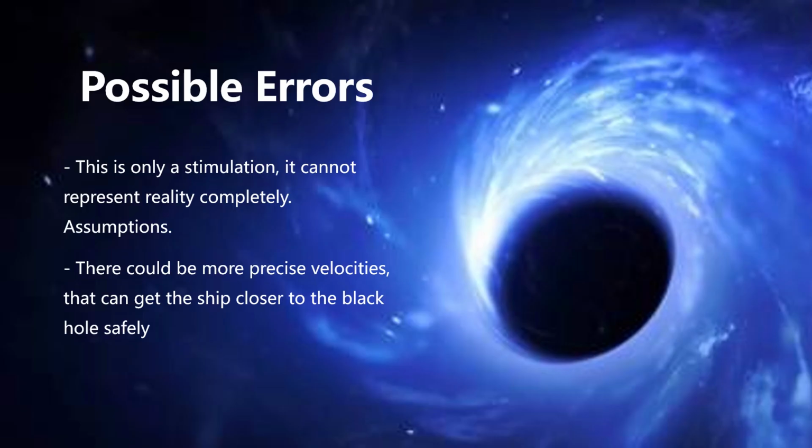So some possible errors. This is only a simulation. It cannot and will not represent reality completely because we're only assuming things. We have the assumptions, and obviously it's not reality. And then there could be more precise velocities. Obviously what I had was not perfect, and it's not exactly what could get the ship closer to the black hole and then leave the system safely without crashing into the moon, for example.